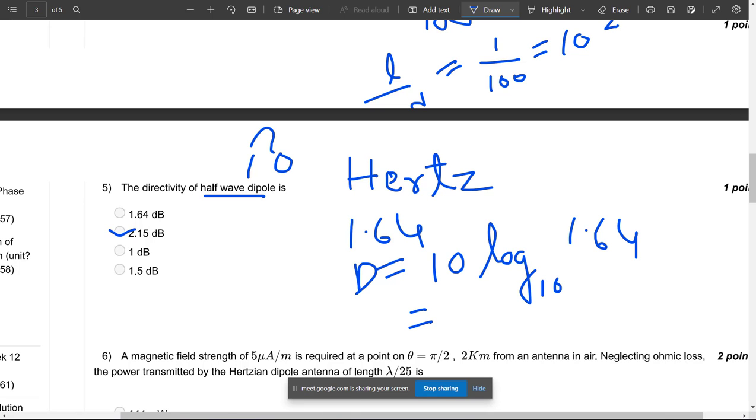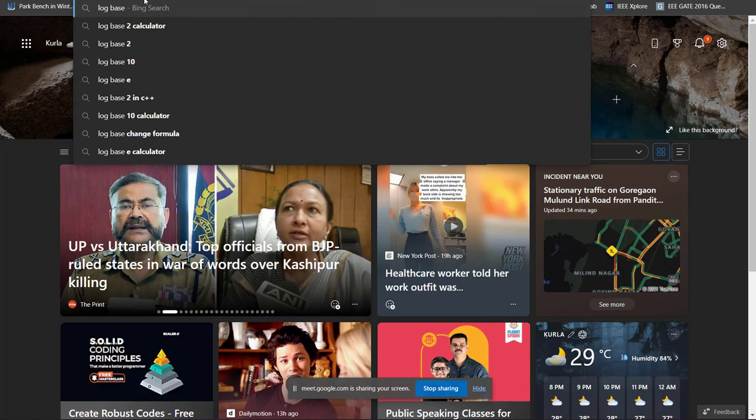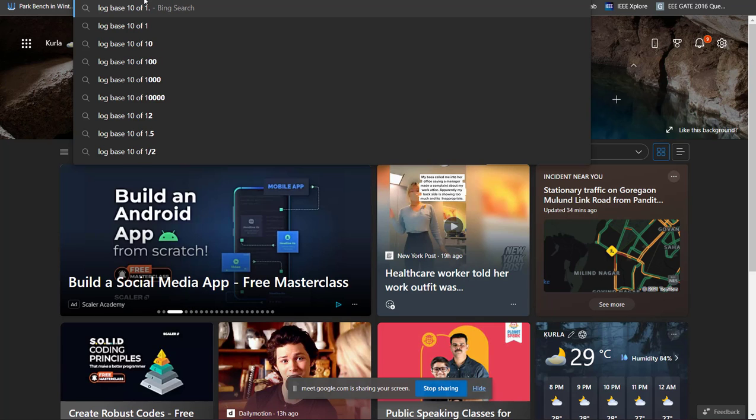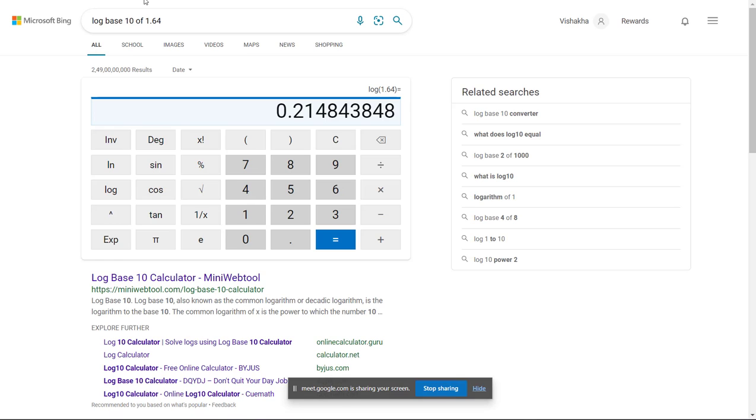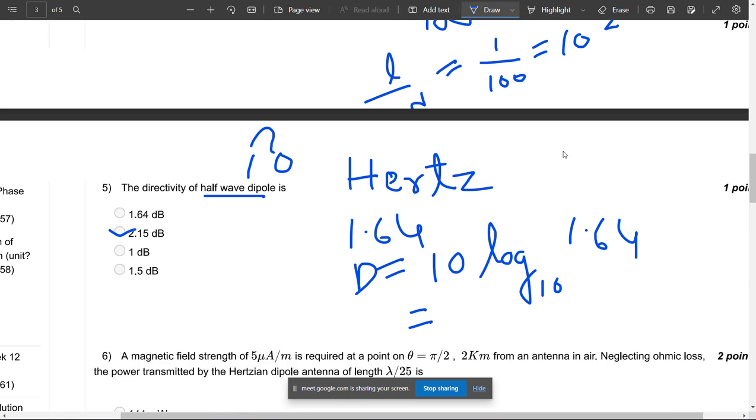Let's go ahead and see. Log base 10 of 1.64 is 0.214. Then we will multiply this with 10, so we will get 2.148. So approximately what will be the value? 2.15 dB. Okay, so here 2.15 dB. Got it? Okay, ma'am.